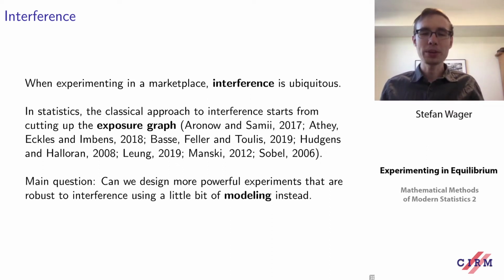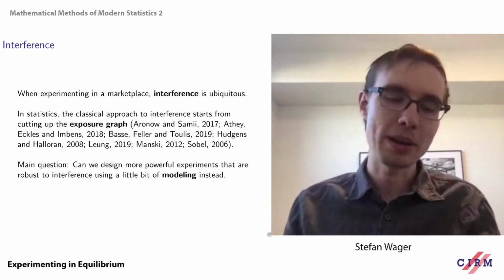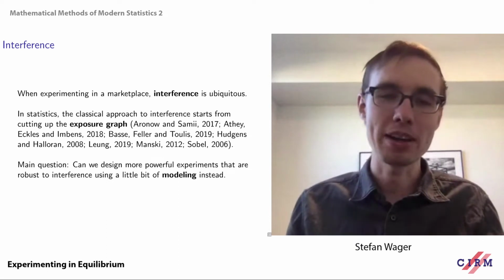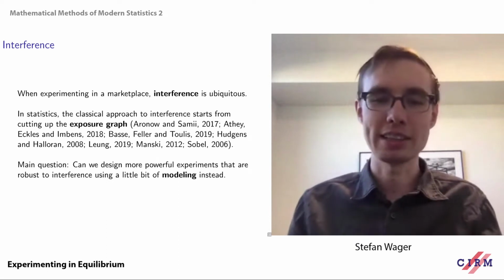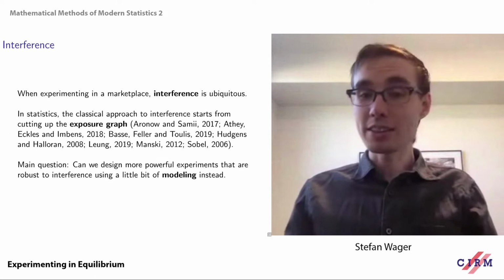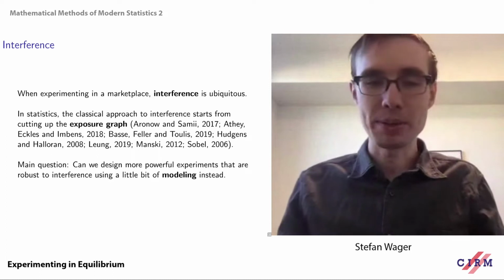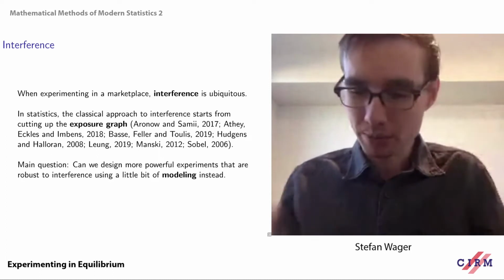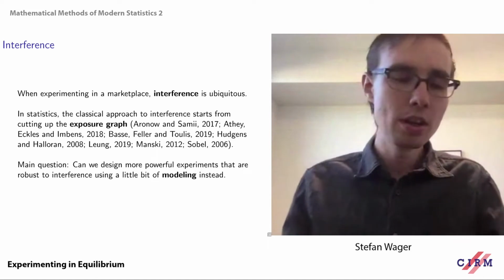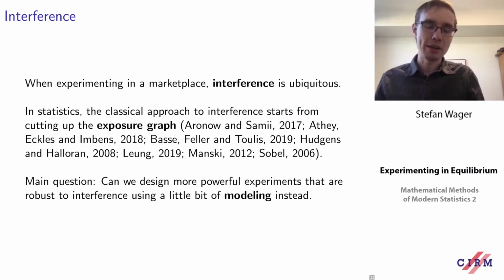Here we're in a different world. It's probably no surprise that these methods essentially require the exposure graph to be sparse. That is the neighborhood graph, if you're thinking about a social network. In our setting, obviously the graph is not sparse. Any worker can interfere with any other worker because everyone's competing for the same demand pool. So this exposure graph-based approach just doesn't work. But on the other hand, we're willing to model interference. We have an idea where it comes from. So we just need to take a different approach.